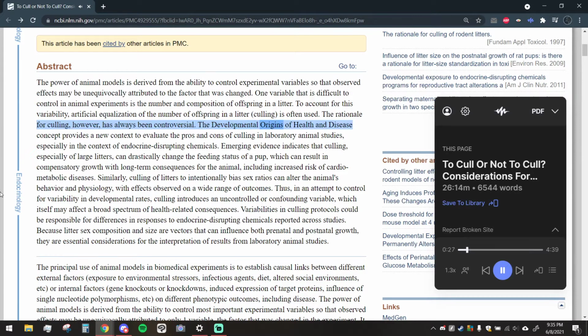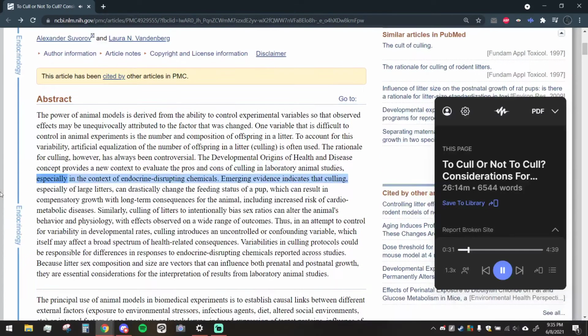The developmental origins of health and disease concept provides a new context to evaluate the pros and cons of culling in laboratory animal studies, especially in the context of endocrine-disrupting chemicals. Emerging evidence indicates that culling, especially of large litters, can drastically change the feeding status of a pup, which can result in compensatory growth with long-term consequences for the animal, including increased risk of cardiometabolic diseases. Similarly, culling of litters to intentionally bias sex ratios can alter the animal's behavior and physiology, with effects observed on a wide range of outcomes.